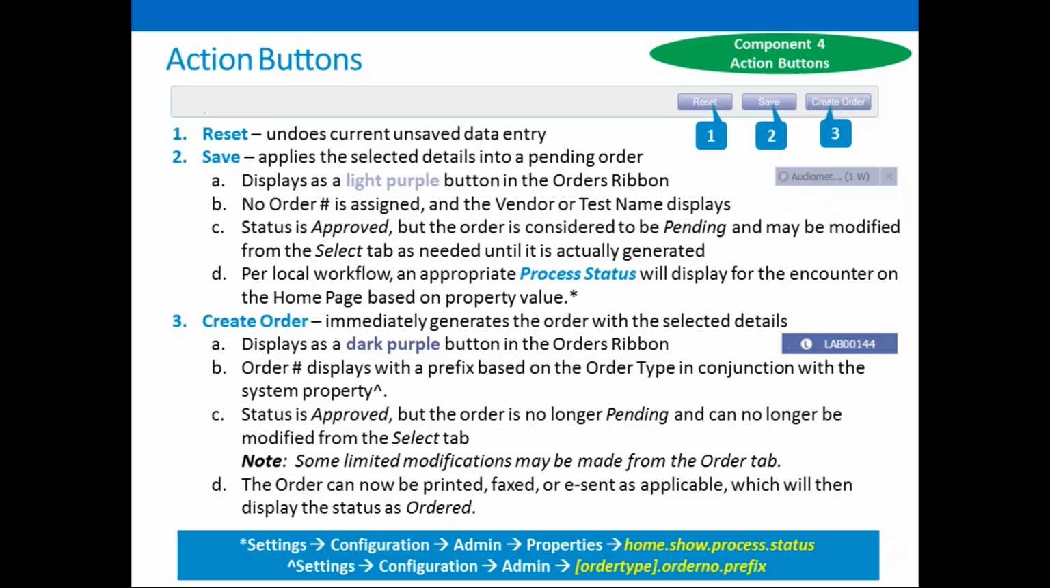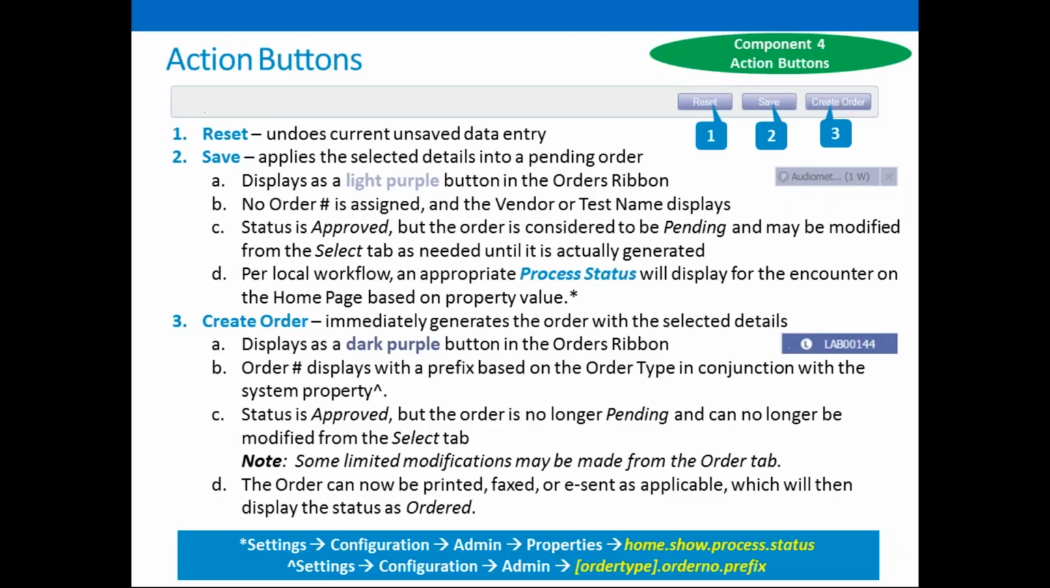Create Order will bypass the whole pending step. You'll never see the light purple. It'll immediately generate an order number and go to dark purple. When you do that, however, there can be no changes made. So you have to know that this vendor is the correct one for this patient, for this insurance, for this procedure, for this consultation, whatever. So that really is based on your workflow as to which option you're going to choose.